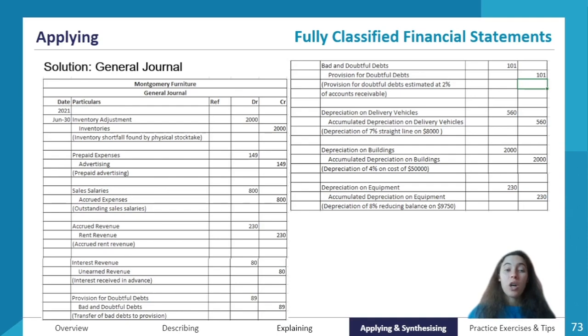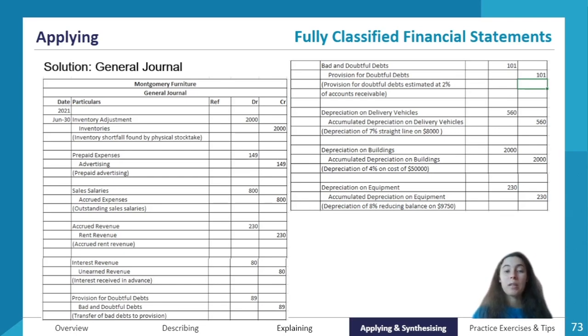So our general journal will look like this. As I mentioned, we could see that there was that inventory shortage of $2,000 because in our records we had it as 44,000, but our stock take revealed we only had 42,000. The difference with those amounts is 2,000. So that's what we record in our inventory adjustment.